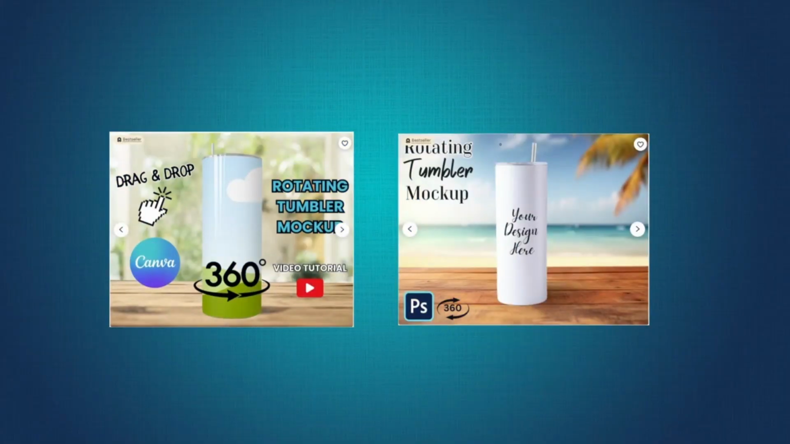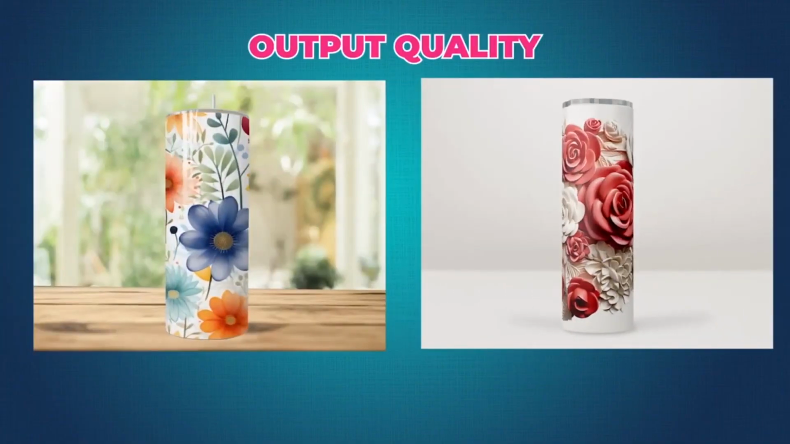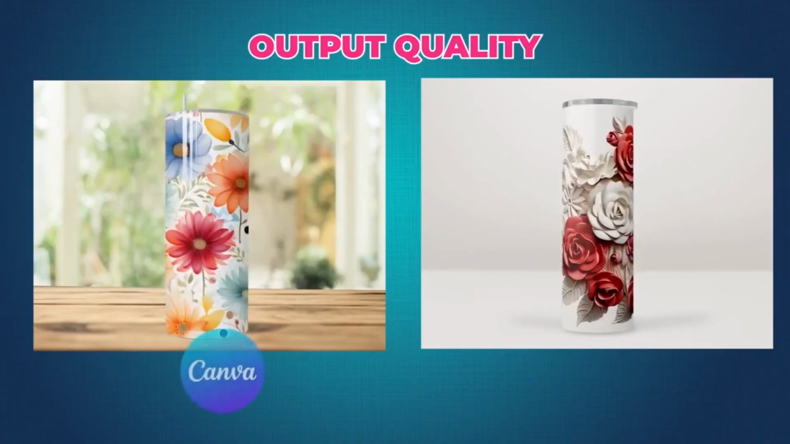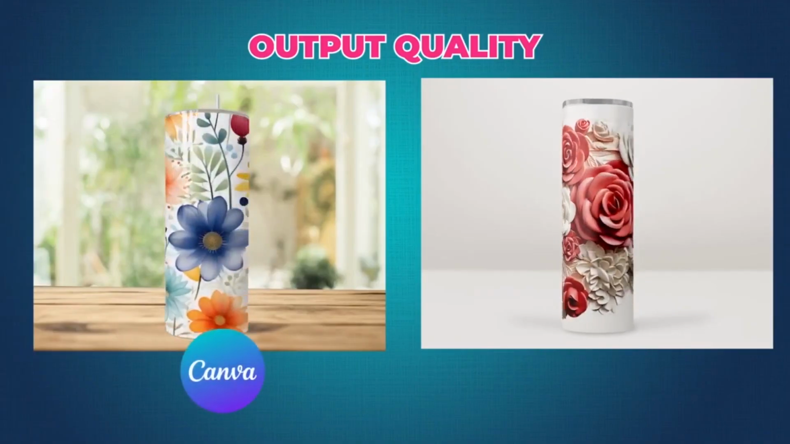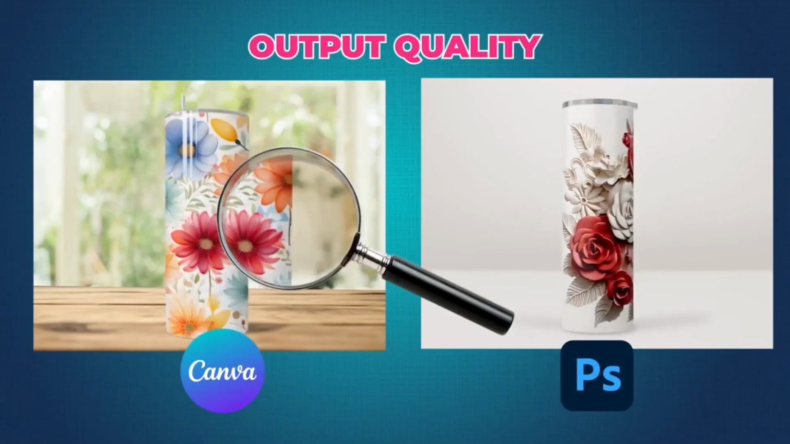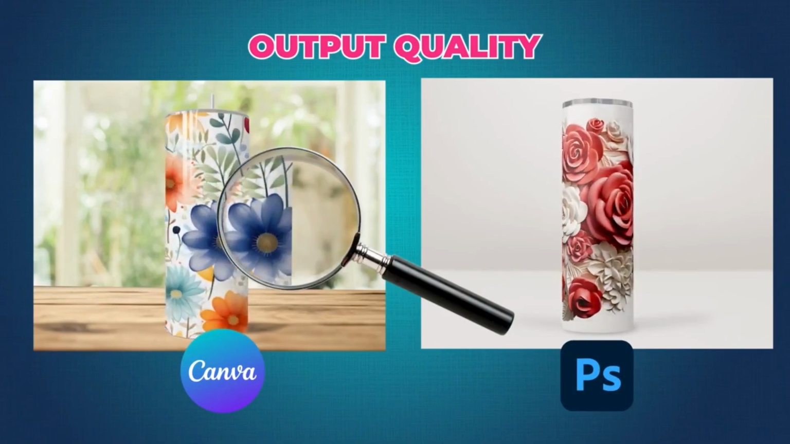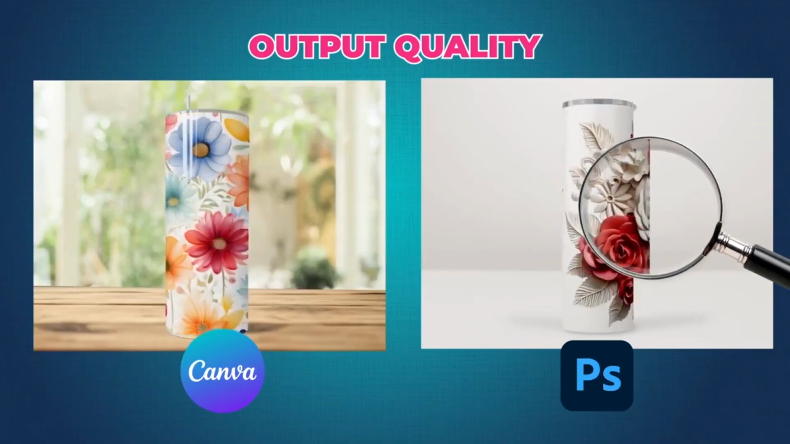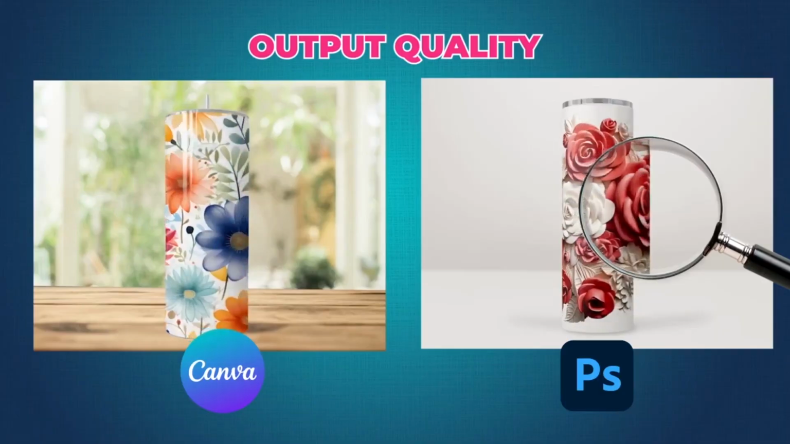Why I insist for Photoshop based template is because of two crucial reasons. The first is the output quality. Look at the screen. The video on the left is the output from a Canva template, and video on the right is an output from the Photoshop template. Look at the edges of the rotation. The Canva template does not look real, whereas the output from the Photoshop template is much better.